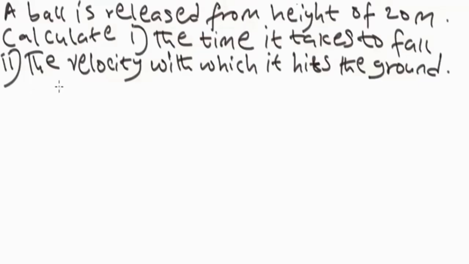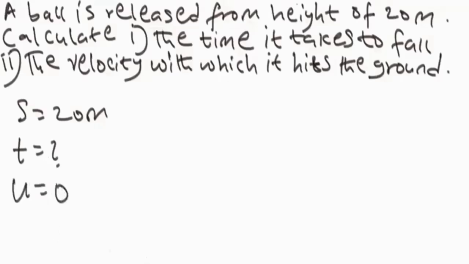Since the ball is released from a height, this is a motion under gravity. Let's bring our parameters. In this case, we have our distance x to be 20 meters, and we are looking for time first. We don't know time, and we have our initial velocity to be 0, so u will be 0. Let me explain. Let's say this is a tall wall, and somebody is standing here and releases a ball.